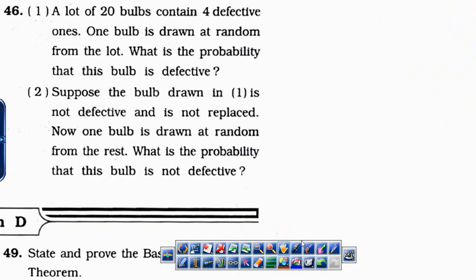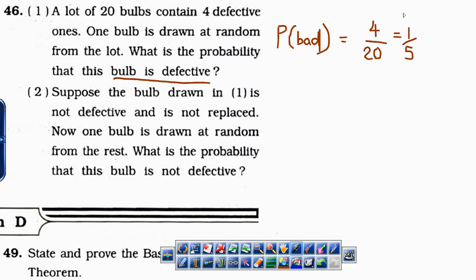A lot of 20 bulbs contains 4 defective ones. One bulb is drawn at random. What's the probability the bulb is defective? Probability of a defective bulb means a bad bulb means number of bad bulbs out of total number of bulbs. Answer is 1 by 5 or 0.2.